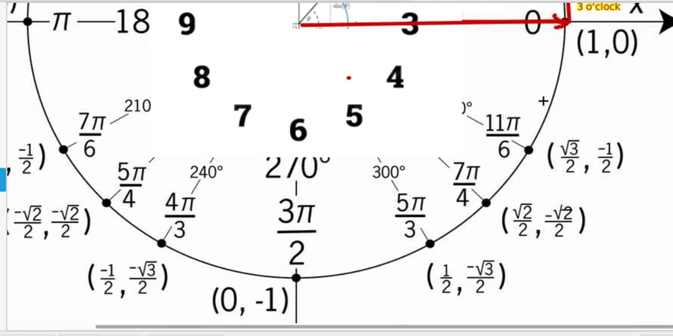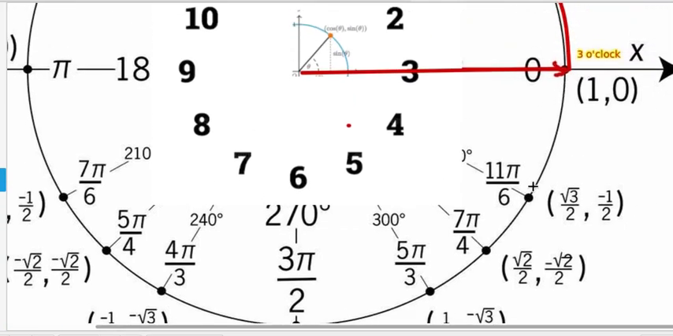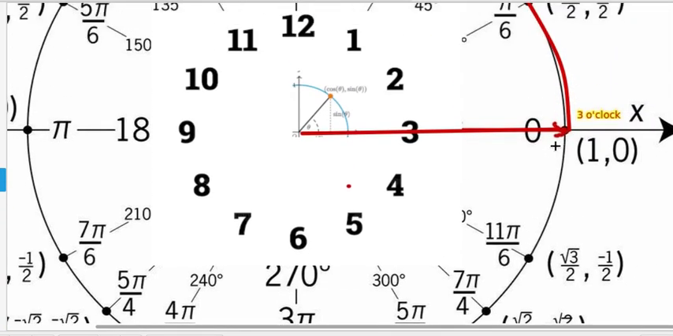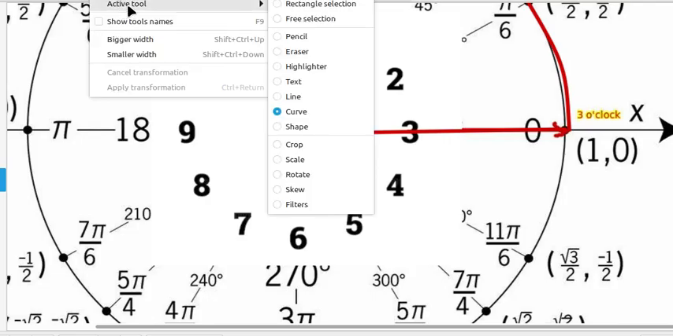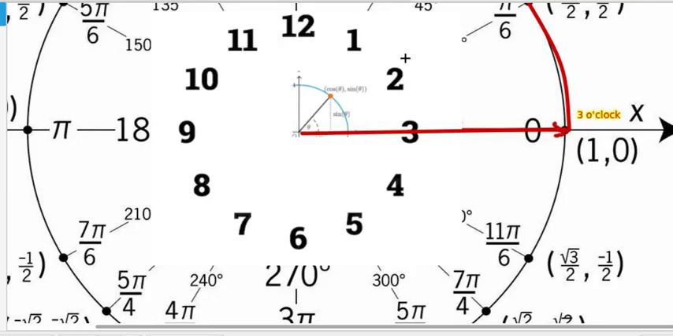5. Back to 3 o'clock, 360 degrees or 2 pi radians. Completing the circle brings you back to 3 o'clock. This is 360 degrees or 2 pi radians. The coordinates are 1, 0, where 1 is the cosine and 0 is the sine.